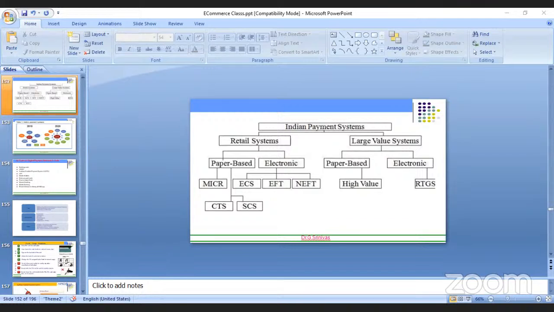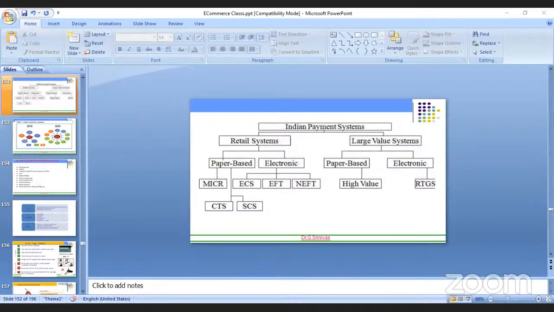If you want to transfer the amount immediately without delay, without a bunch of other transactions, you can go for RTGS. It is real-time settlement, not linked to other transactions. The amount is transferred directly from one bank account to another bank account without any interlinked transactions. Means they won't go for net basis, they will go for gross basis.